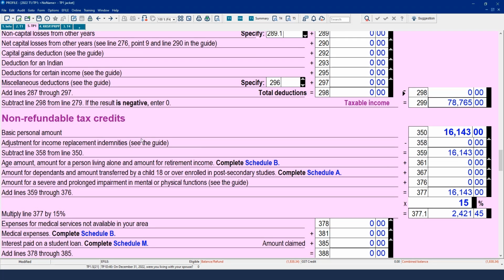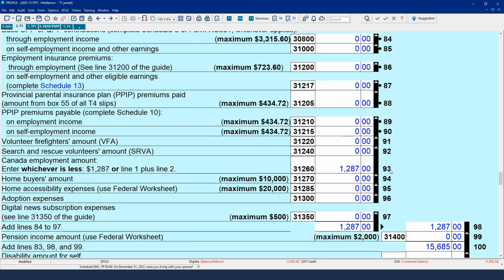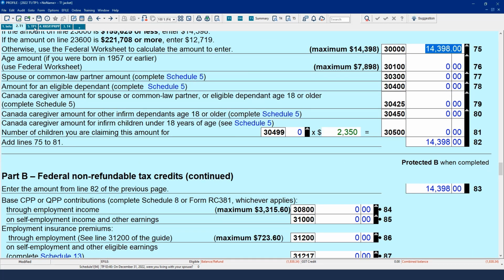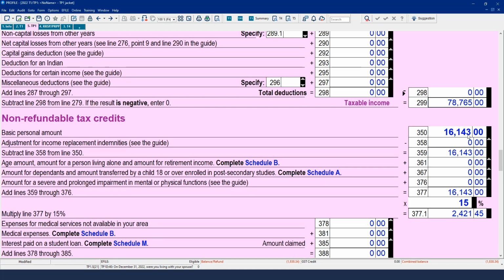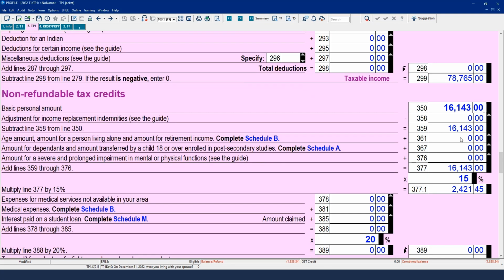So it's the same concept, same idea as the federal return, but Quebec has its own numbers. You can see it has a basic personal amount as well, but the basic personal amount for Quebec is higher. For 2022 it was 16,143, while for CRA it's 14,398. But it's the same idea. It's a non-refundable tax credit. A percentage of that will deduct your taxes owing. So you can see here the non-refundable tax credit on my Quebec return, for example, is 16,000 times the 15%. So 2,421 is a non-refundable tax credit, which will go reduce my taxes owing.